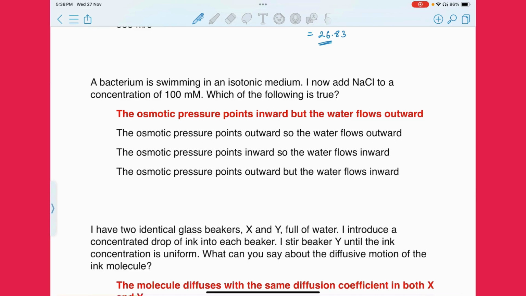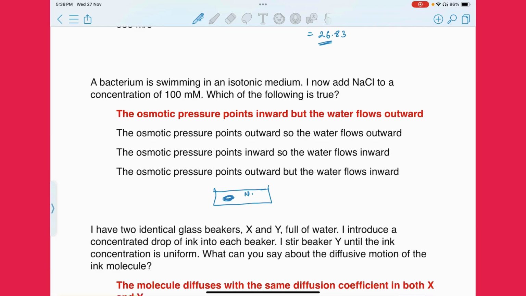A bacterium is swimming in an isotonic medium. I now added NaCl to a concentration of 100 millimolar. Which of the following points is true? So let's consider that there is a beaker and there is now a bacteria.